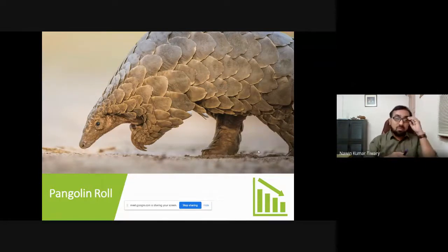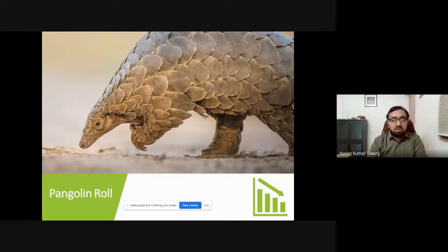So that is the most important pointer for pangolins. We have heard a lot about the elephant ivory trade, we have heard a lot about the tiger skin and tiger bone trade, and you would also have heard about the trading of turtles, but this is the most highly trafficked wildlife species in the world.